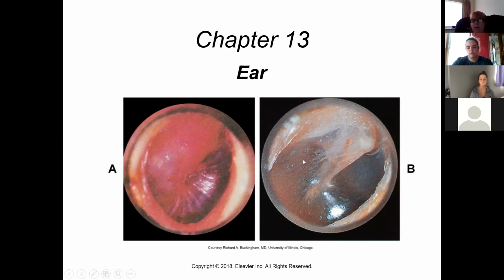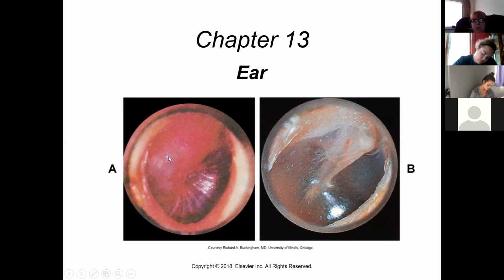And it's what they call translucent. It's shiny and it's translucent. Translucent meaning you can see somewhat into the middle ear. You can't see completely, it's not completely clear.